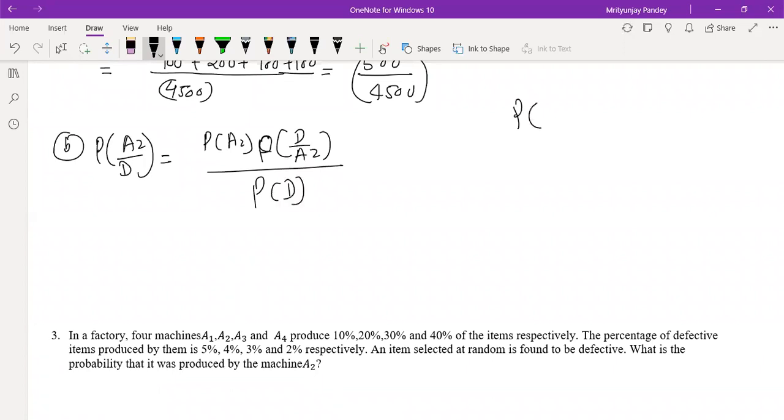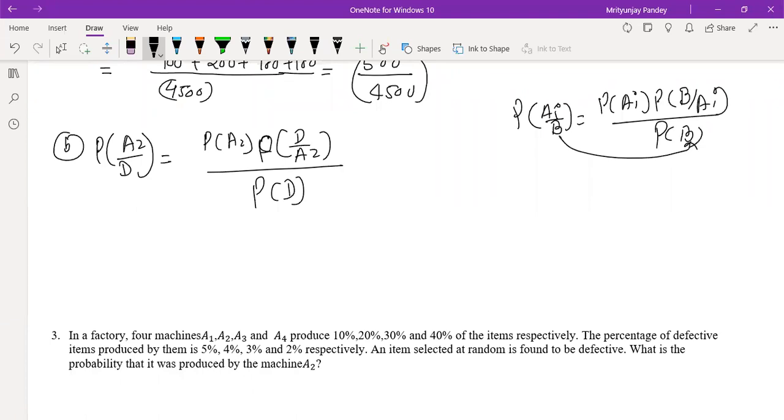Here मैं लिख देता हूँ. P of Ai upon B is nothing but P of Ai into P of B upon Ai divided by P of B. देखो B नीचे लिखा है इसलिए यहाँ नीचे B आएगा और ऊपर का सिर्फ आपको मेमोराइज करना है. तो i की जगह मैंने 2 लिखा है. इसमें कहीं कोई डाउट है? It is Bayes theorem, जो आपको मेमोराइज ही करना है बेसिकली. प्रूफ मैंने ऑलरेडी आपको बताया.